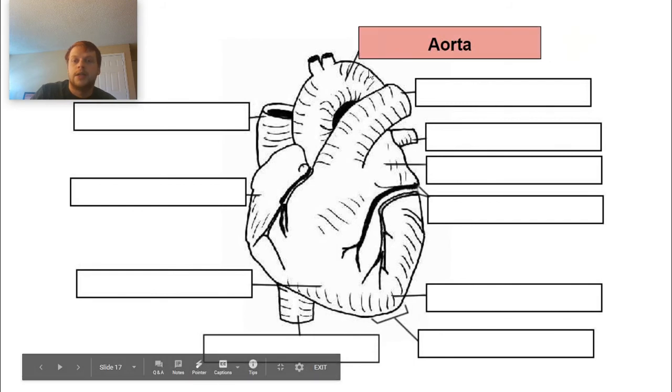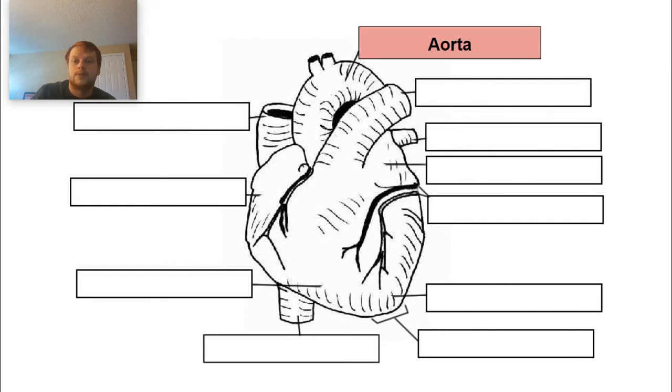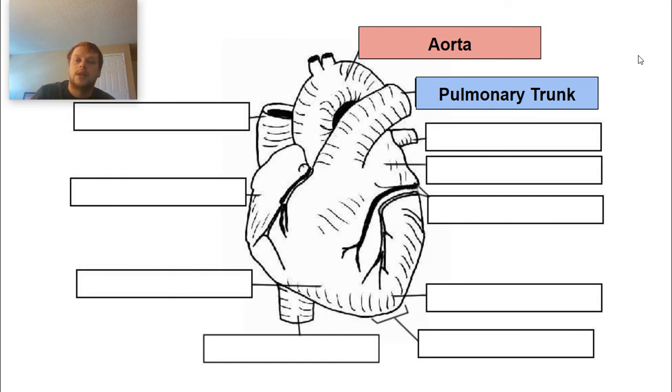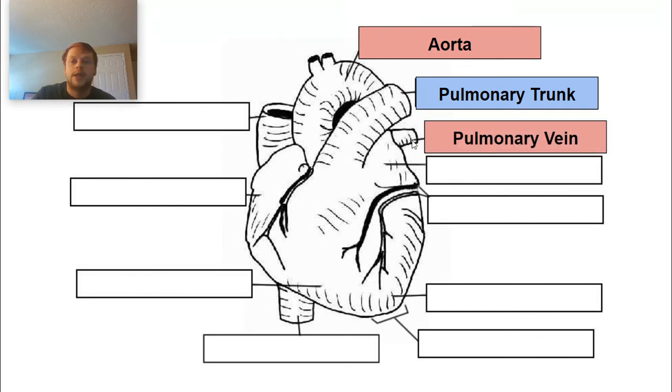So this part right here is the aorta. The pulmonary trunk is located here. And remember, if you're not getting these, that's okay. This is just practice. But that does mean you need to review. So you can go back to the site attached, or you can just look up parts of the heart online and read through those. The pulmonary vein is right here. The left atrium is located right here.